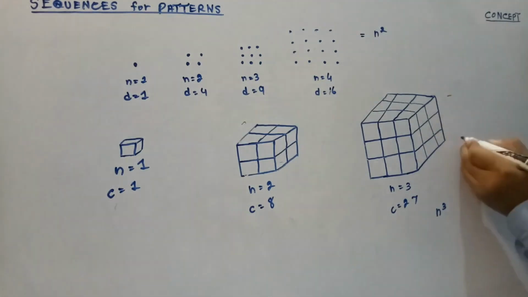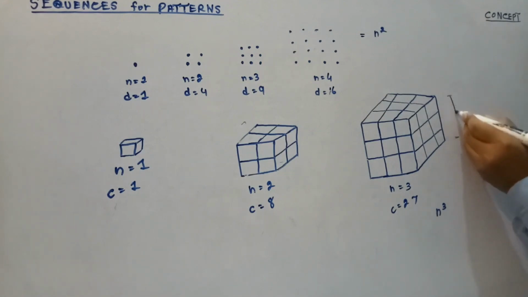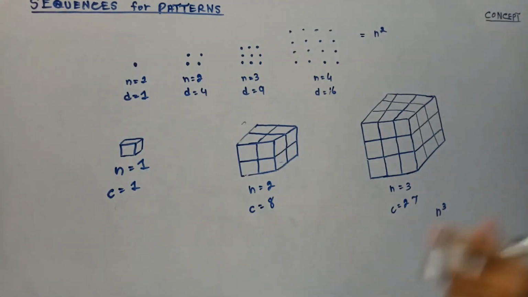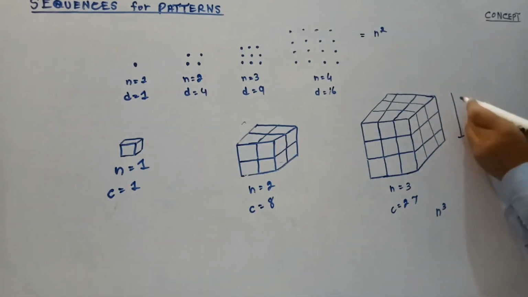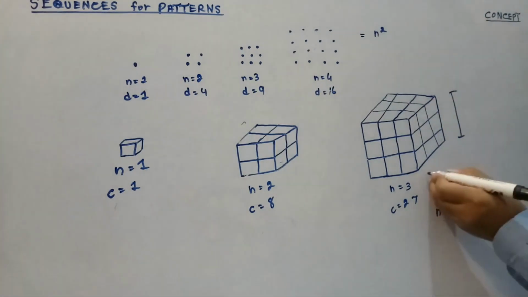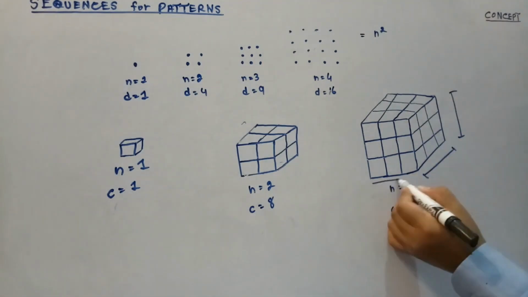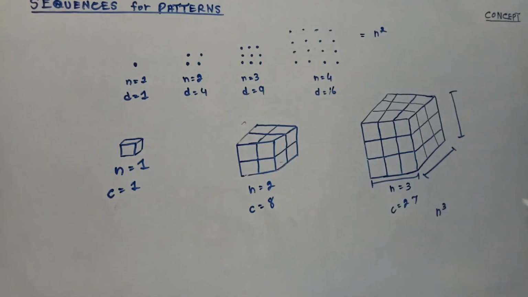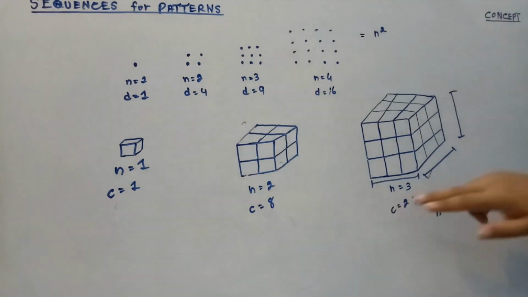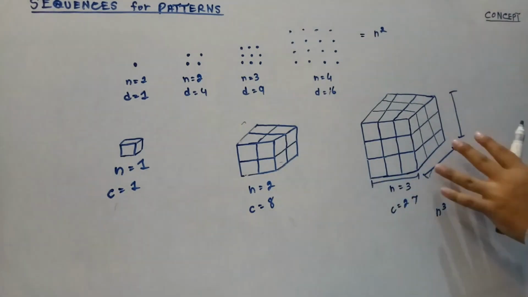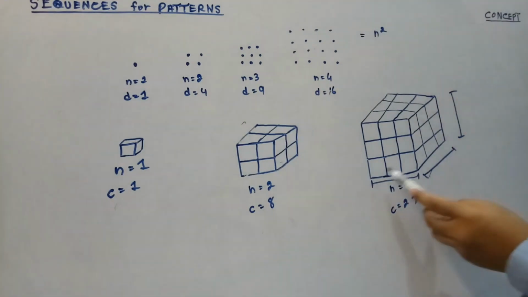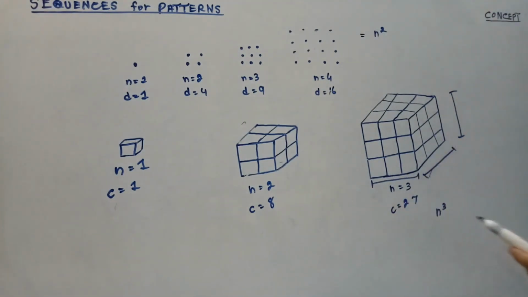If this is the length, if this is the breadth, if this is the height, then length multiplied by breadth multiplied by height will be the volume. Similarly, here we have 3 cubes here, 3 cubes here, and 3 cubes here. So 3 multiplied by 3 multiplied by 3 will be equal to 27. So this is an example of volume.